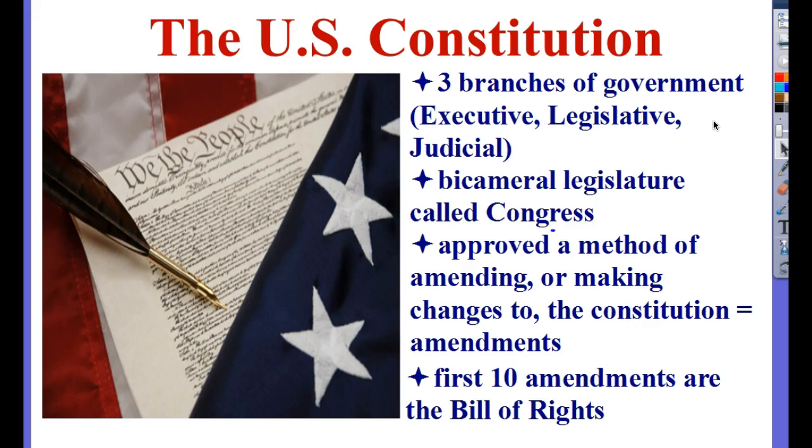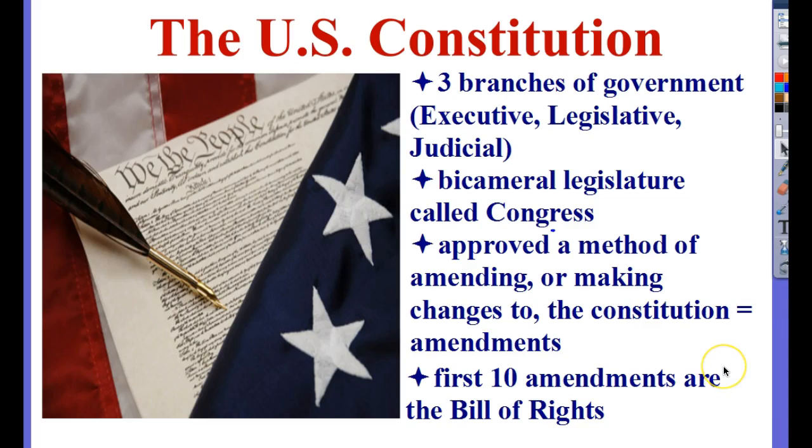They also said that the legislative branch would be bicameral. They're going to keep calling it Congress, but we're going to divide Congress into the House of Representatives and the Senate. They approved a method of amending or making changes to the Constitution. These are what we call amendments. So instead of having to rewrite a Constitution every now and again because our societies are changing, they just make amendments to it.